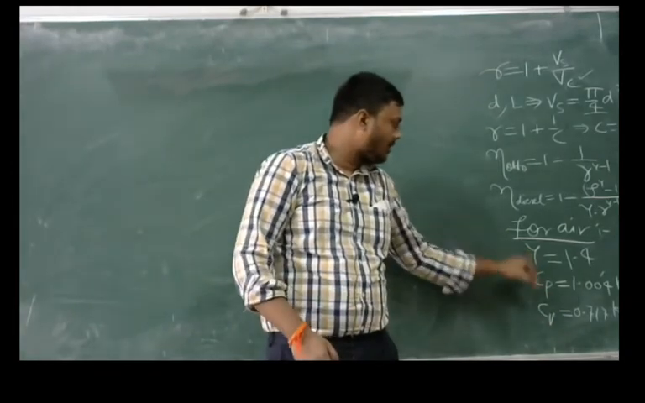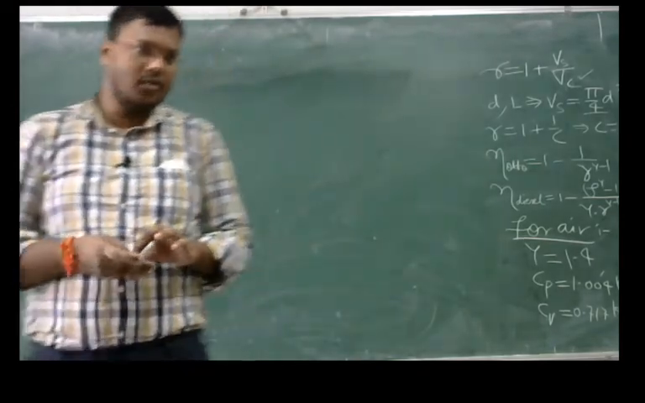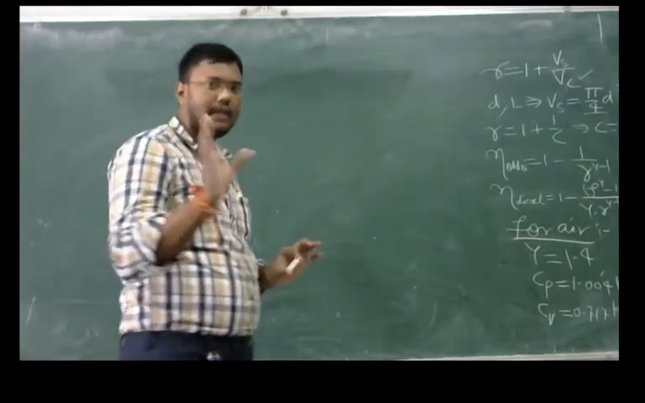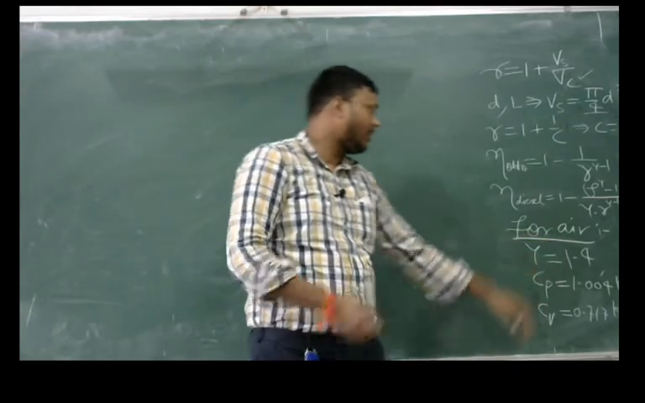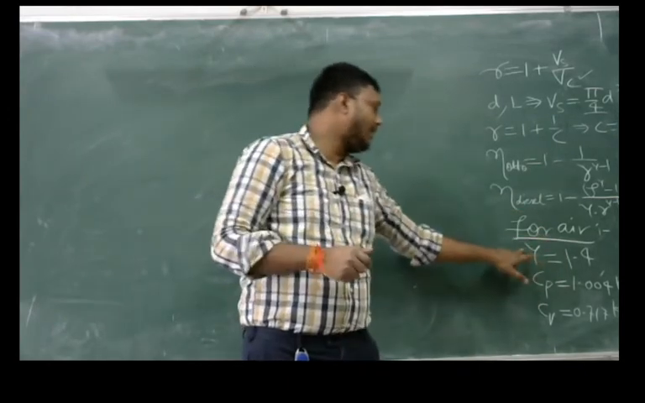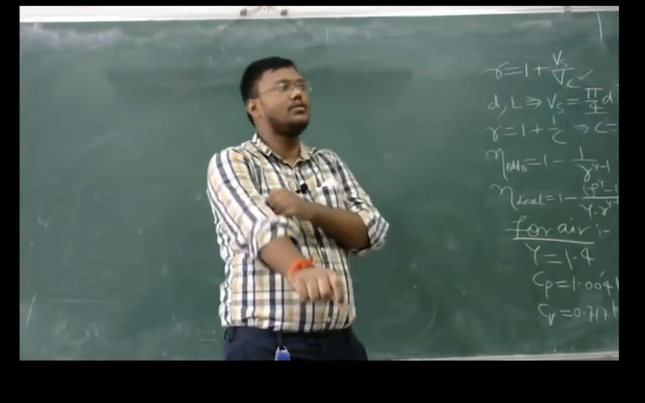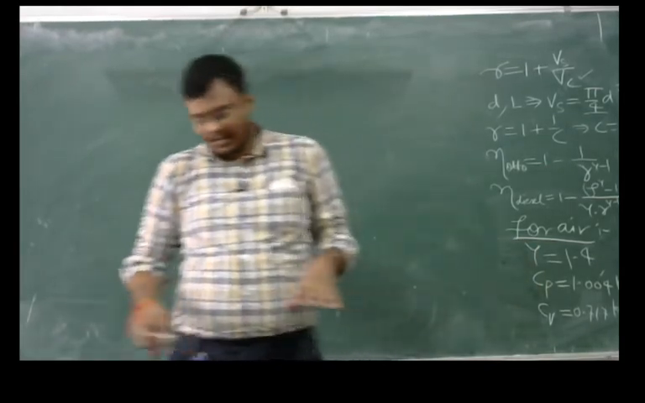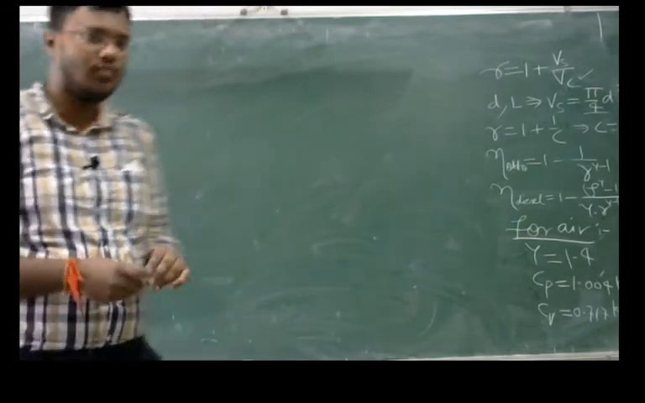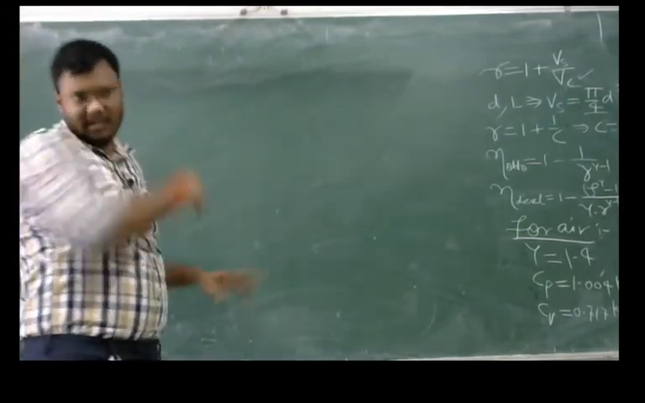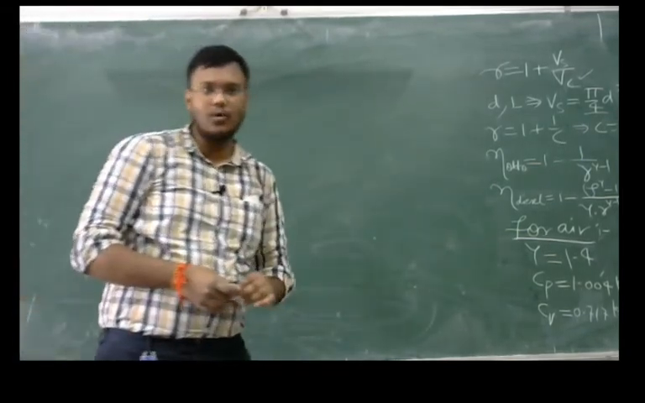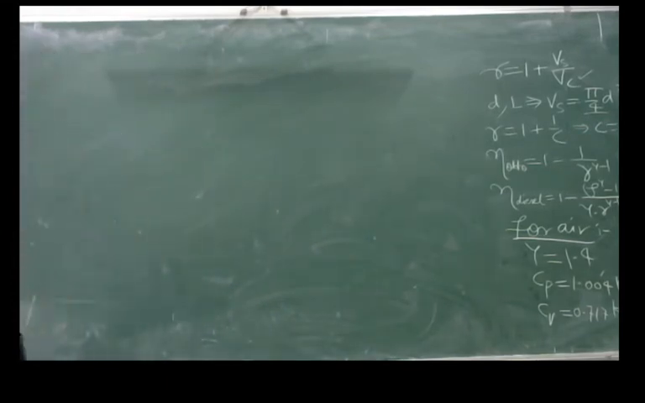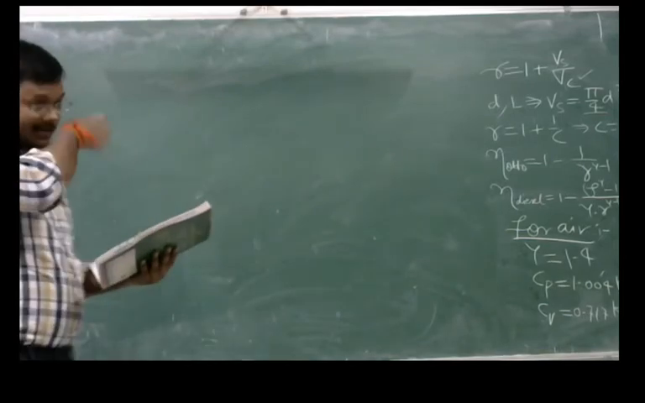All these values, gamma, Cp and Cv, you need to remember for air only, because in the Otto cycle and diesel cycle we are using only air. Most of the time these values are given in the question, but if not, you should remember them. Now, with all this data, I am going to start with question number 1. Listen to the question carefully.